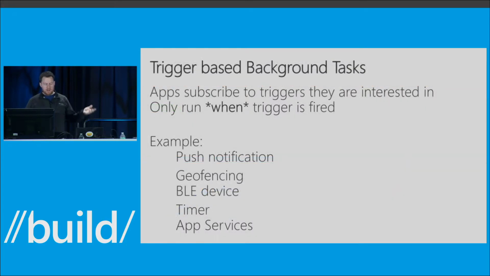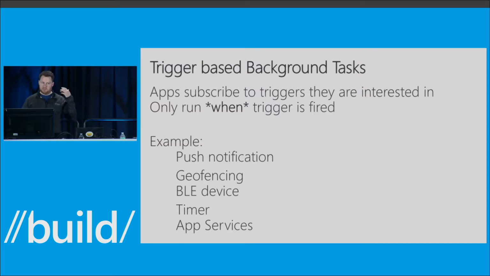So for those of you coming from Win32 or .NET, where you're not really familiar with this concept of having a separate model for running in the background, the way we define background execution on the Universal Windows Platform is with triggers and background tasks. The background task is the unit, the module that actually runs in the background, the code that runs in the background. And the trigger is the thing that causes that code to start running. Apps subscribe to triggers, and when those triggers fire, their code starts running.